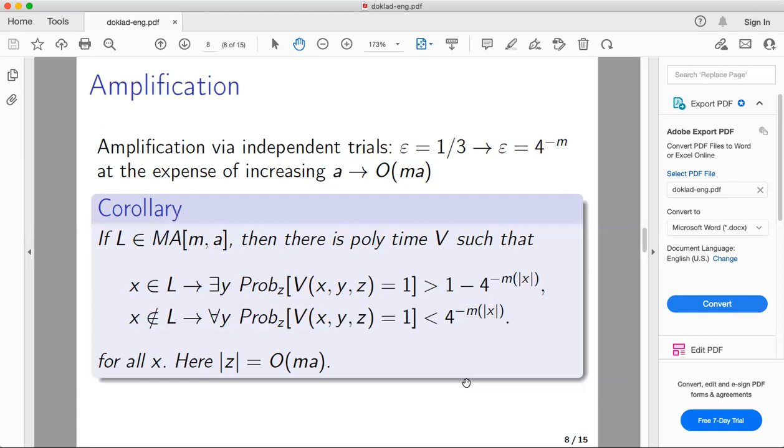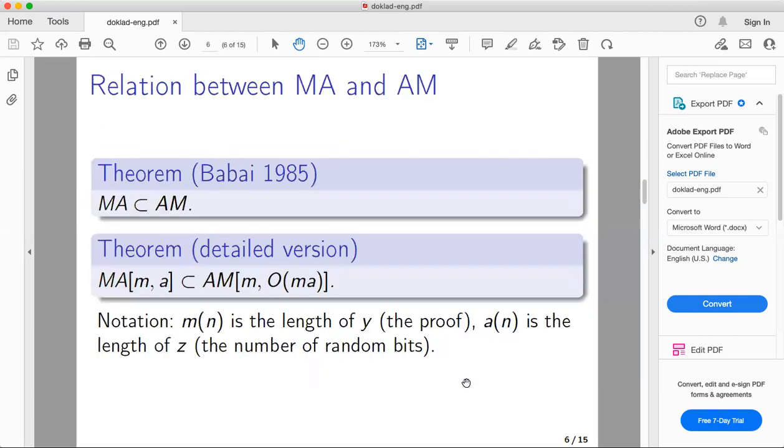As a corollary, we obtain that for every language in MA with little m, little a, we can choose some polynomial time verifier whose probability of error is less than 4 to the minus m of the length of x. And the amount of randomness it needs will be of order m times a. And that proves our inclusion.